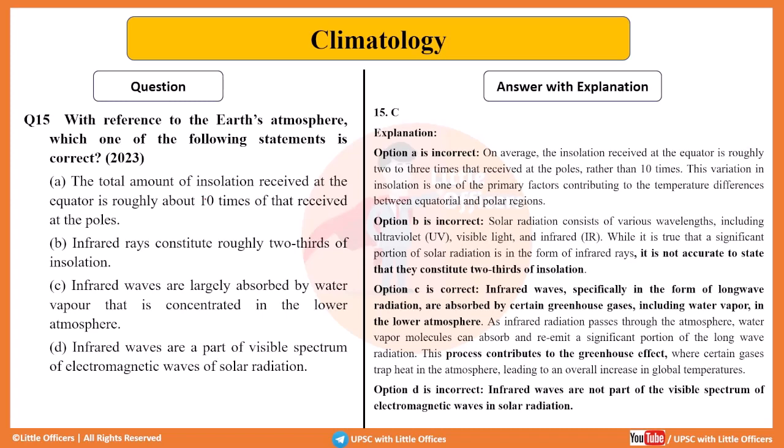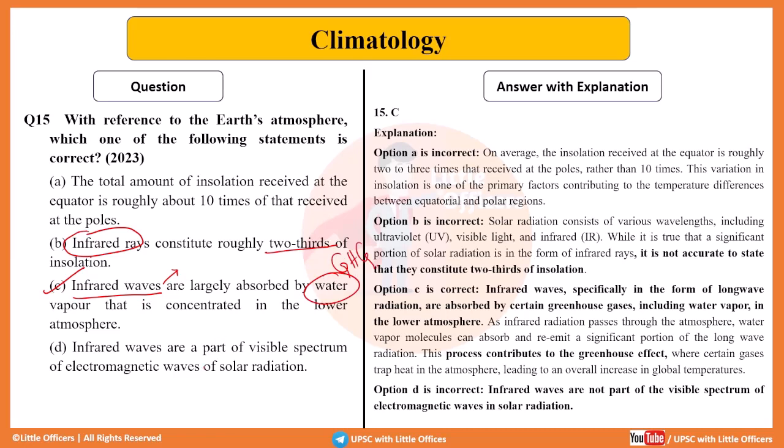Okay. Then B, infrared rays constitute roughly 2/3 of the insolation. Once again, see, infrared rays are more in quantity if you look at the electromagnetic spectrum, but what percentage it is, is not exactly sure, not exactly 2/3 of the insolation. Then, infrared waves are largely absorbed by the water vapor that is concentrated in the lower atmosphere. This is true, and this is one of the reasons why we have global warming also. These infrared waves, when they are going back, will be trapped by the water vapor. Water vapor is also a greenhouse gas. Okay, so this statement is true.